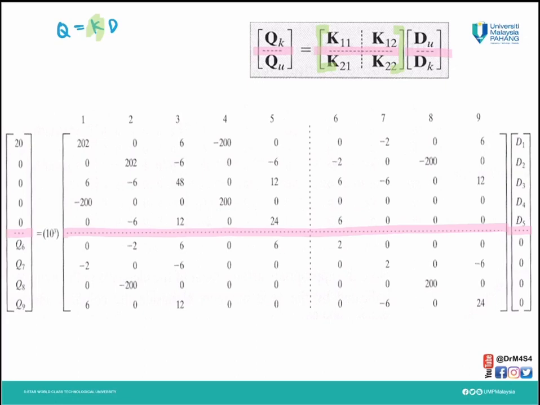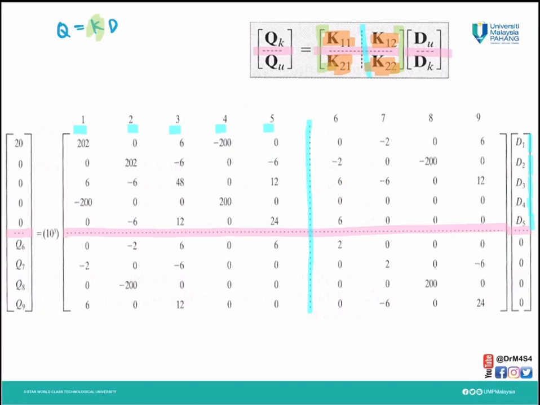Then find this one. One, two, three, four, 5. 1, 2, 3, 4, 5. So this is the boundary. So that means we identify what is our K11, K12, K21, and K22. Once you assemble this, you can solve and find unknown parameters such as displacement, forces, or reaction.